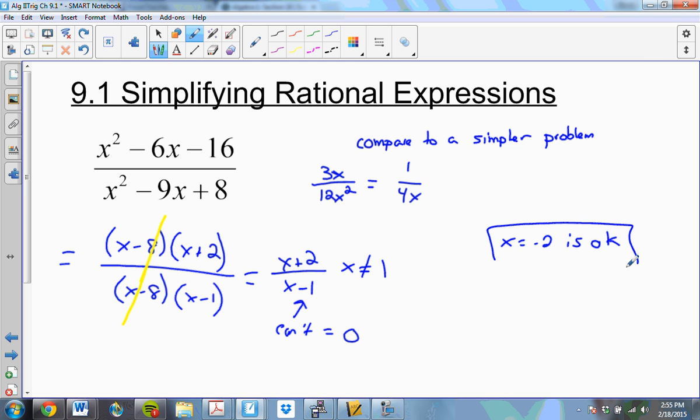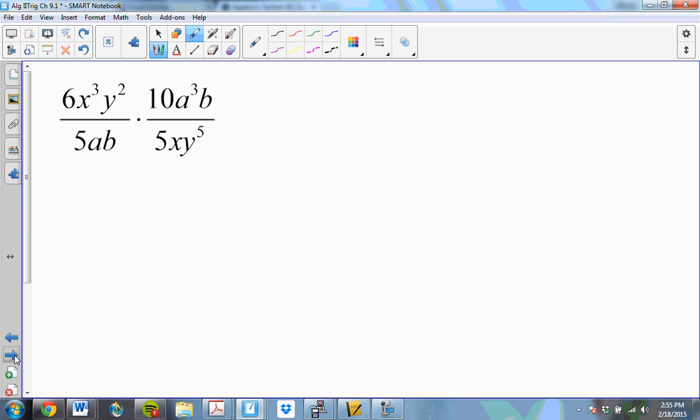You're allowed to have a negative 2 on top, or have a 0 on top. If the top becomes 0, that's okay. It's the bottom that matters. So there's my solution. It simplifies to x plus 2 over x minus 1, and I have to note that x can't be 1. I'm using lots of examples for this video.